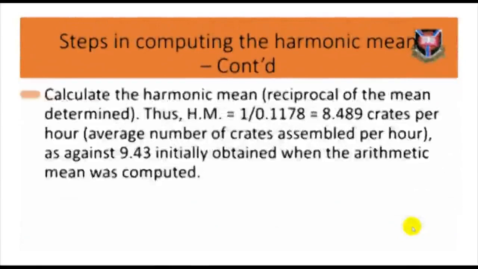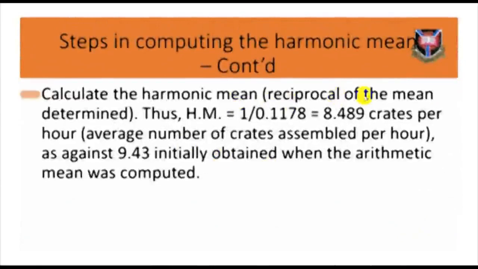3. Calculate the harmonic mean, Hm. Hm is the reciprocal of the mean determined in step 2. Thus, Hm equals 1 over 0.1178, which will give us 8.489 crates per hour. The harmonic mean gives the average number of crates assembled per hour as 8.489, as against 9.43 initially obtained when the arithmetic mean was computed.